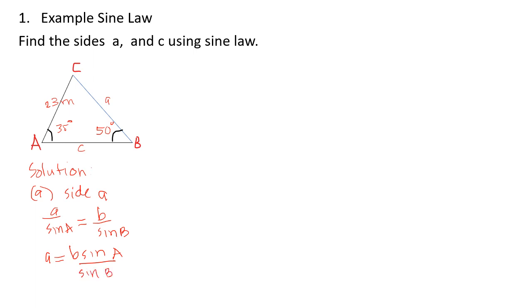or a equals 23 sine 35 over sine 50, equals 17.22 meters. So for letter b, side c.